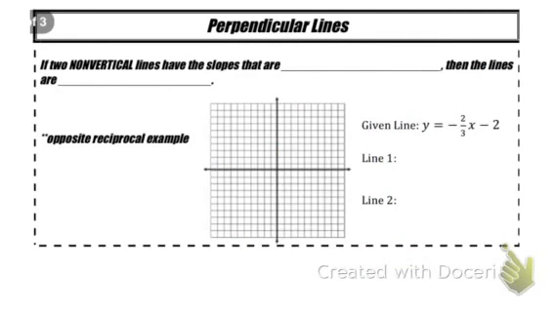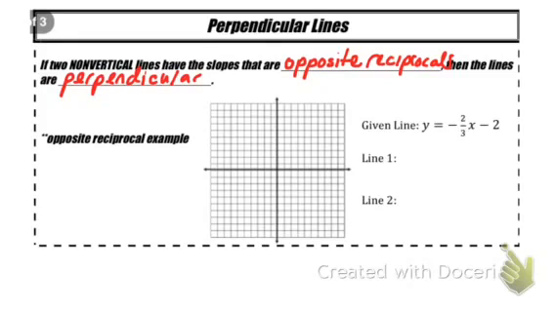Alright, the second cutout that you have, you're going to title perpendicular lines. Now if two non-vertical lines have slopes that are opposite reciprocals, then the lines are considered perpendicular.